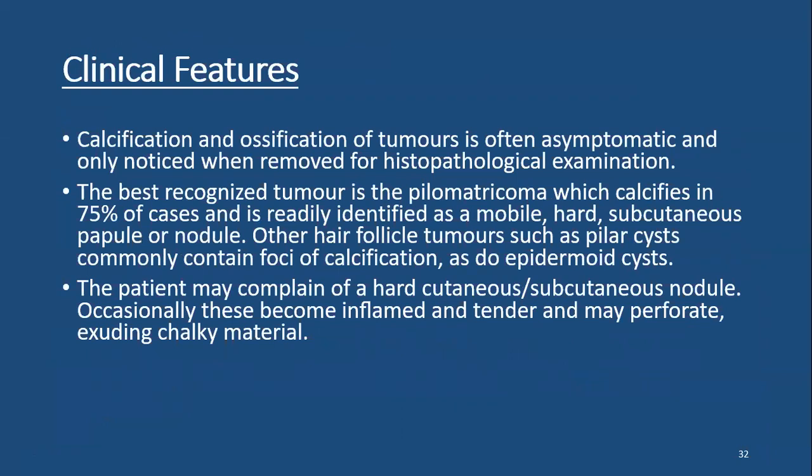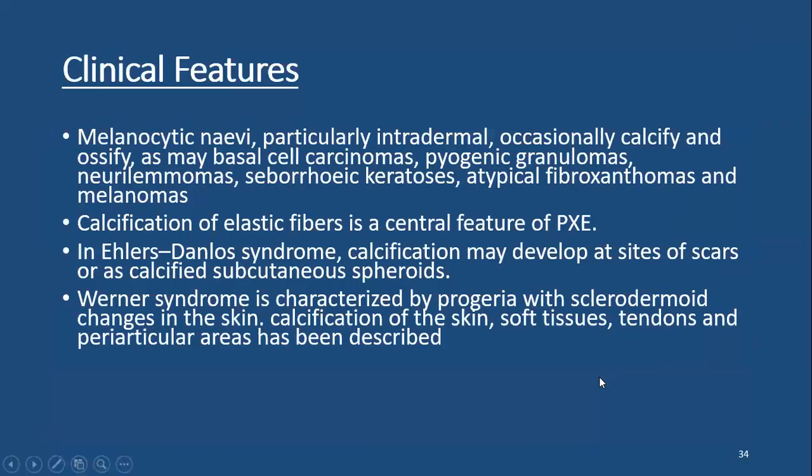The calcification and ossification of tumors is often asymptomatic and only noticed once it is removed for histopathological examination. In addition to pilomatricoma, which presents as a mobile hard subcutaneous papule or nodule due to calcification, other hair follicle tumors that may calcify include pilar cyst, and calcification is also seen in epidermoid cyst. Perforation of the calcium deposits may also be seen in all these conditions. Melanocytic nevus, particularly the intradermal melanocytic nevi, occasionally calcify, and so do BCC, pyogenic granuloma, neurilemmomas, seborrheic keratosis, atypical fibroxanthoma, and several melanomas.